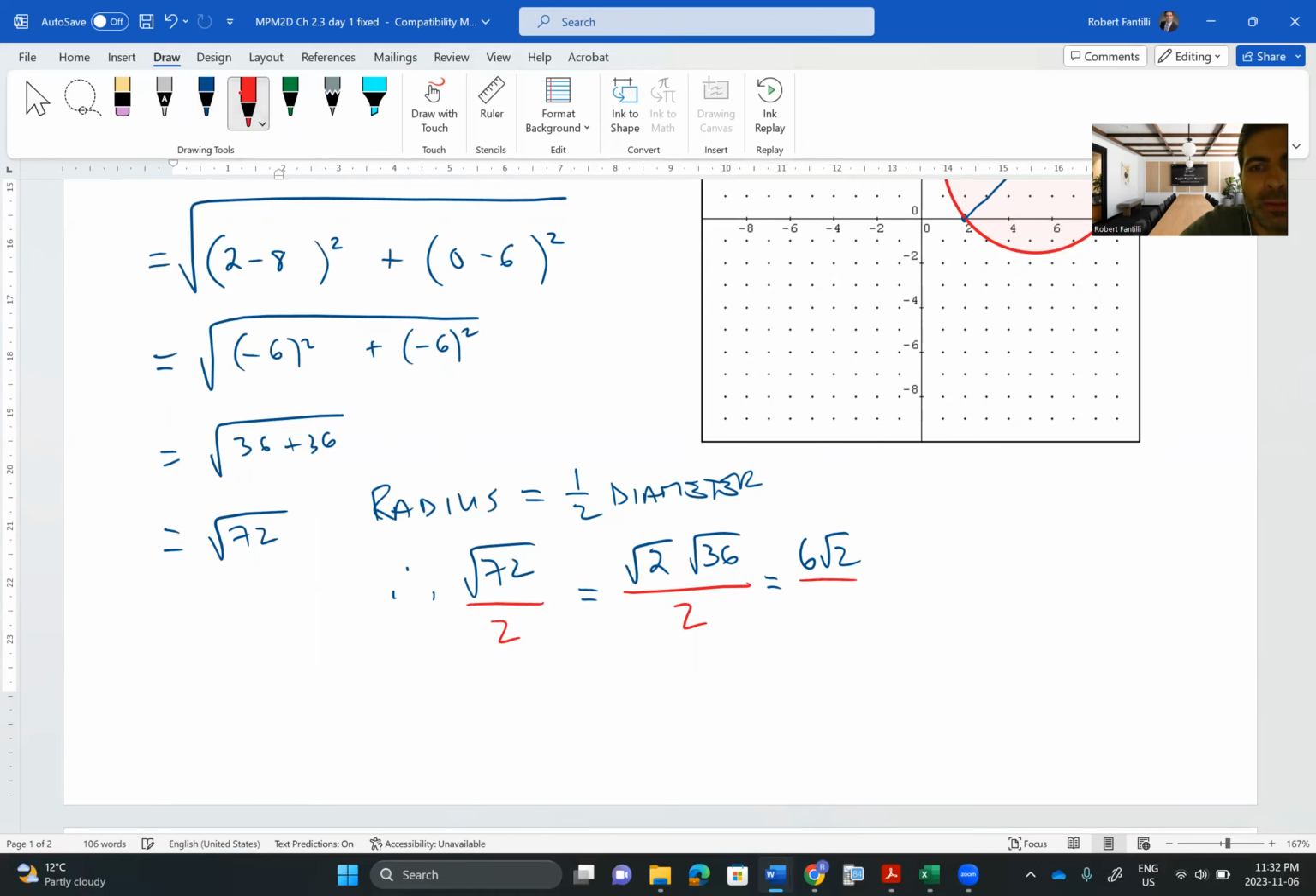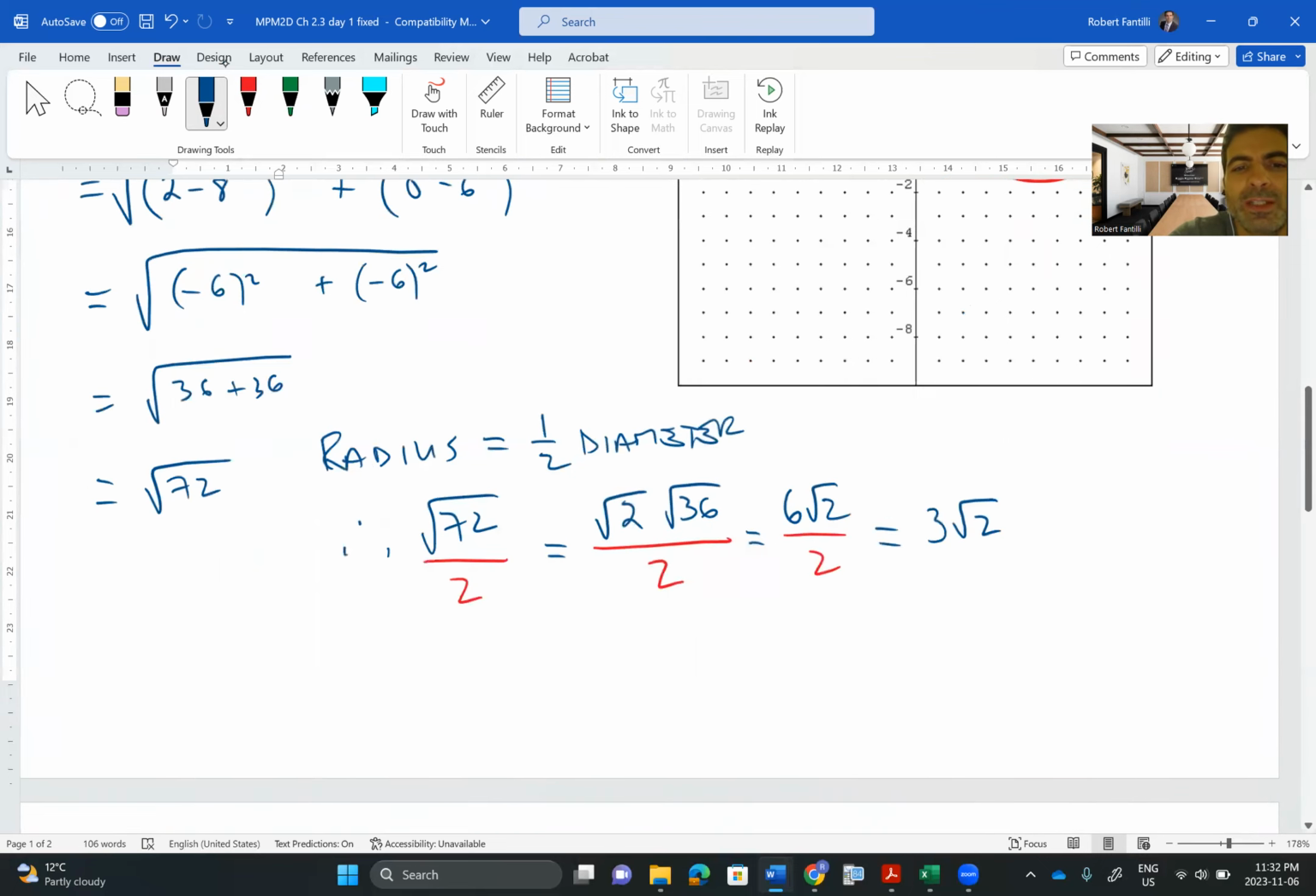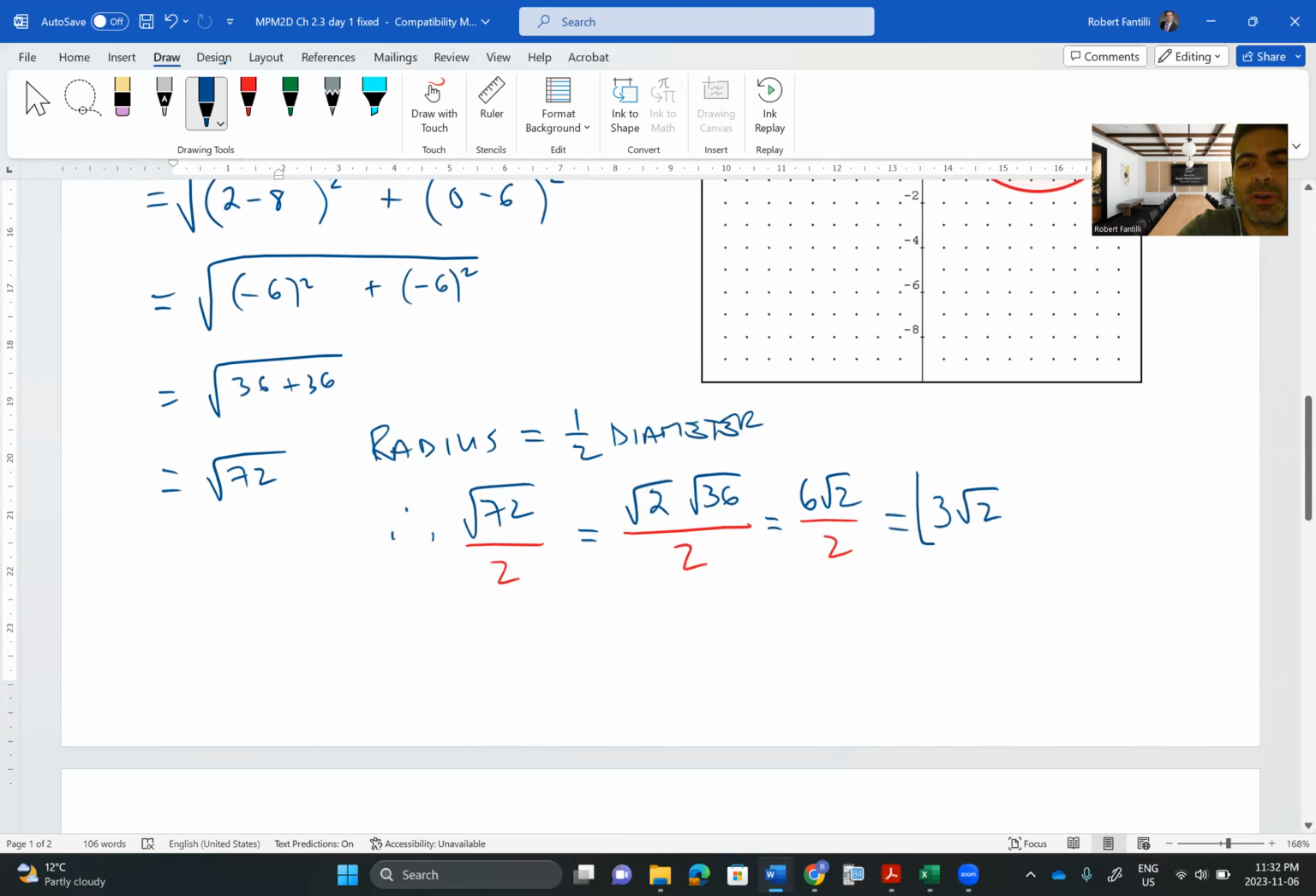divided by 2. Well, I know that 6 divided by 2 is 3. So my answer is really 3 root 2, right? Because 6 divides by 2 evenly. So that's the final answer. That is what we call simplifying the radical. Okay, the square root, we simplified that as much as possible.